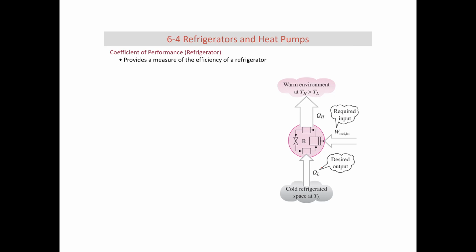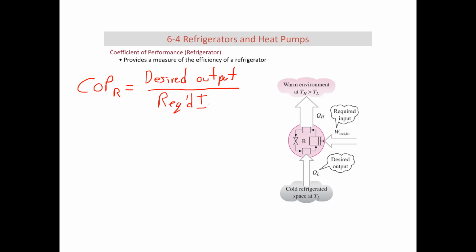All right. So how do you measure the performance, or quote unquote, the efficiency of a refrigeration cycle? Well, we don't use efficiencies. It's called coefficient of performance. And again, it's the same basic definition as the efficiency, where it is the desired output over the required input.